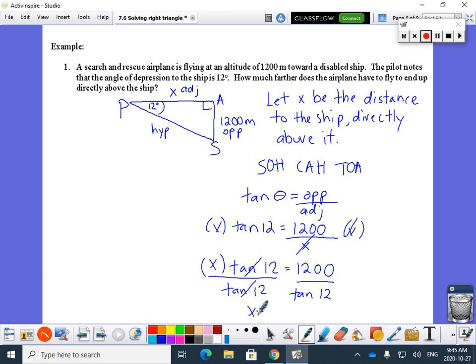Okay, and remember, if you like it better, you could have put tan 12 into a decimal. So on your page, it could look like 1200 divided by an actual decimal at this point. It's up to you. If you do 1200 divided by tan 12 in your calculator, you are going to get 5,645.6. What's my unit? Meters.